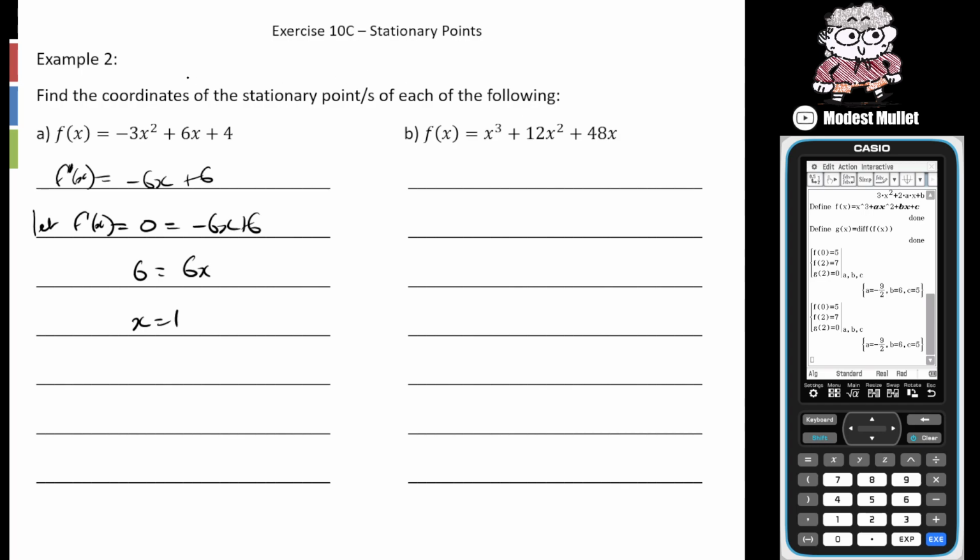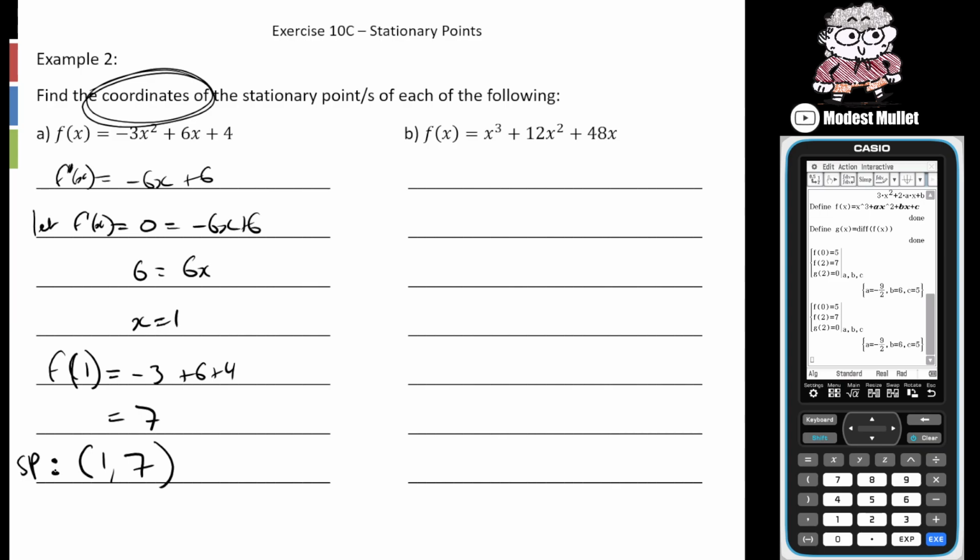And now it asks for the coordinates, so we can't just say what x is equal to. We need to get the y coordinate, so f of 1. And we're finding the y coordinate, not the gradient. So we get negative 3 plus 6 plus 4 is equal to 10 take away 3 is 7. So the coordinate is at 1, 7. Stationary point.